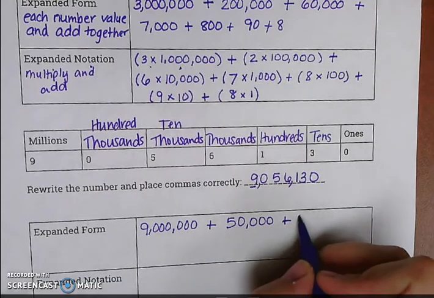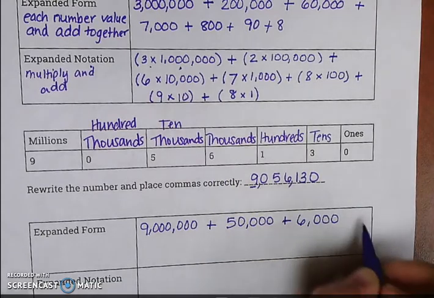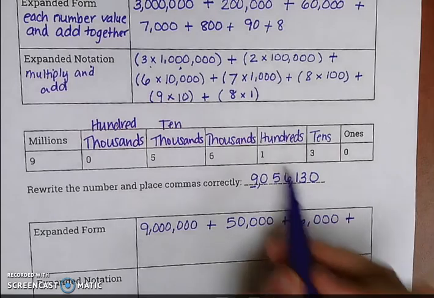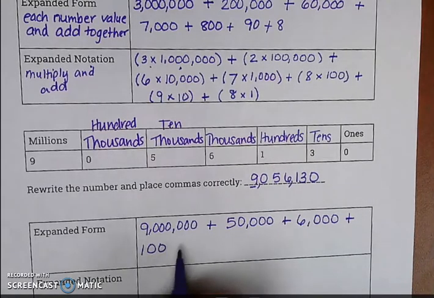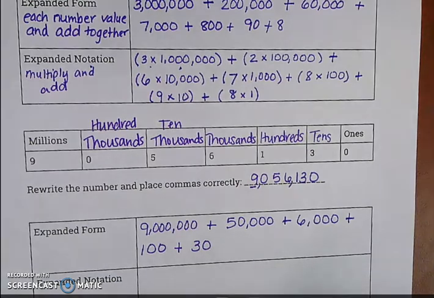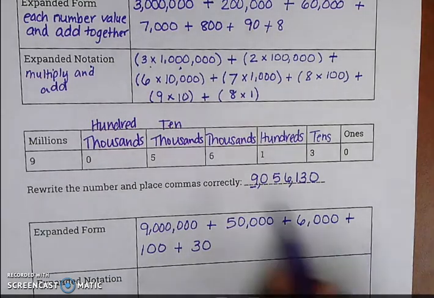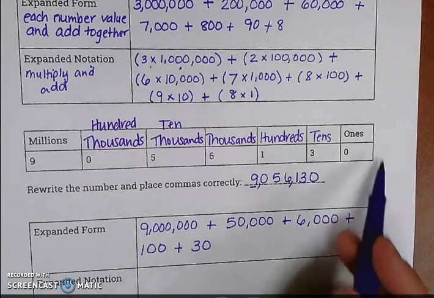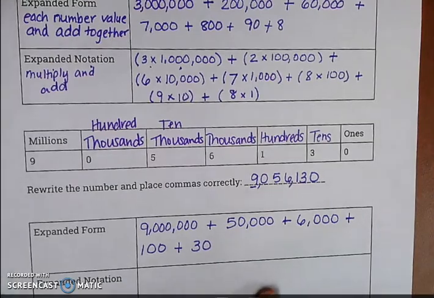Then we've got our 6 in the 1,000 spot, so we've got 6,000. Our 1 in the 100 spot, so that would be 100. Our 3 in the 10 spot, so that would be 30. And then a 0 in the 1 spot. Again, adding 0 won't change this expanded form, so we're just going to leave that there.